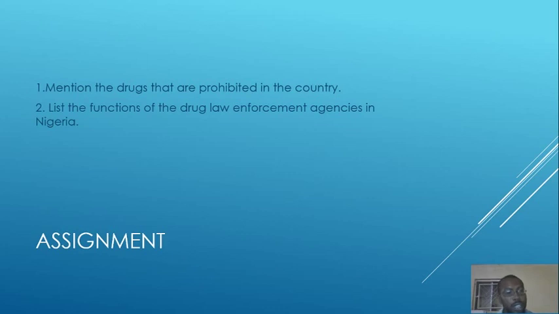So now let us look at this assignment. 1, mention the drugs that are prohibited in the country. So I want you to go research, look for drugs that are prohibited, and list them out for me. 2, list the functions of the drug law enforcement agencies in Nigeria.